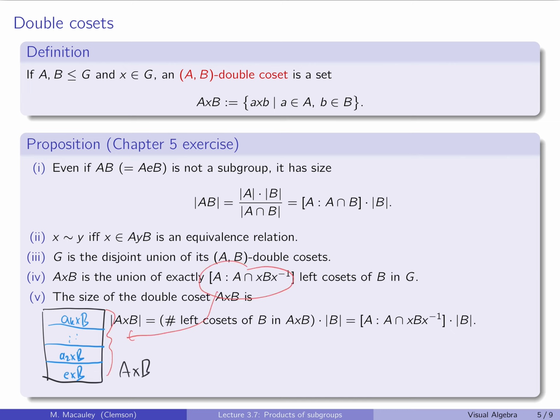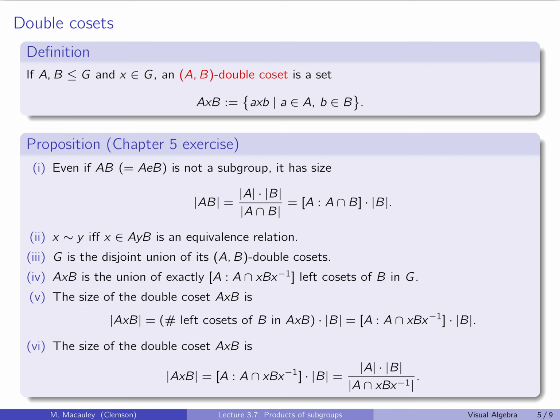cosets, and we know that the size of each coset, the size of each AIXB, that's just a coset of B. The size of that is the size of B. Then the size of this double coset is just the size of B times the number of cosets, which is just this product here. So this gives us a formula for the size of a double coset. And here is that formula slightly cleaned up.